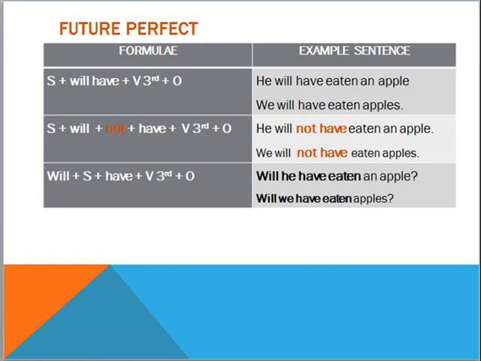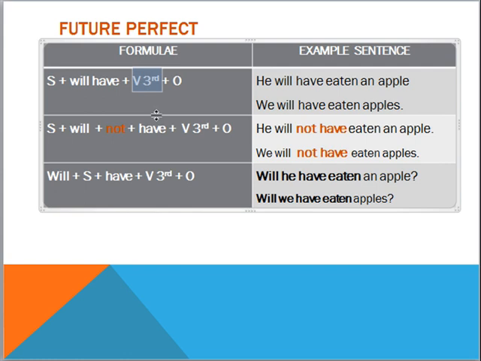Next to come is future perfect. So we have got subject, then will have, then verb third form and object. As usual, we use third form in all perfect aspects. So in negative we have subject, then will not have. We put not between will and have, and then third form and object. And in interrogative we bring only will in the beginning of sentence, have remains at the same place. So will, subject, then have, then verb third form and object.